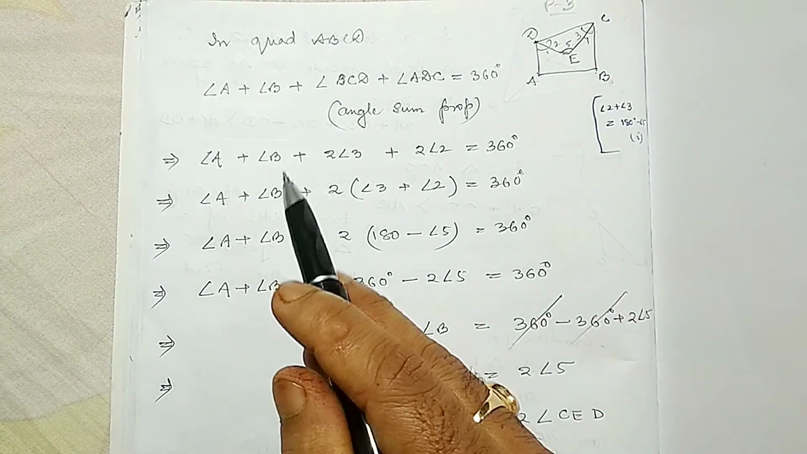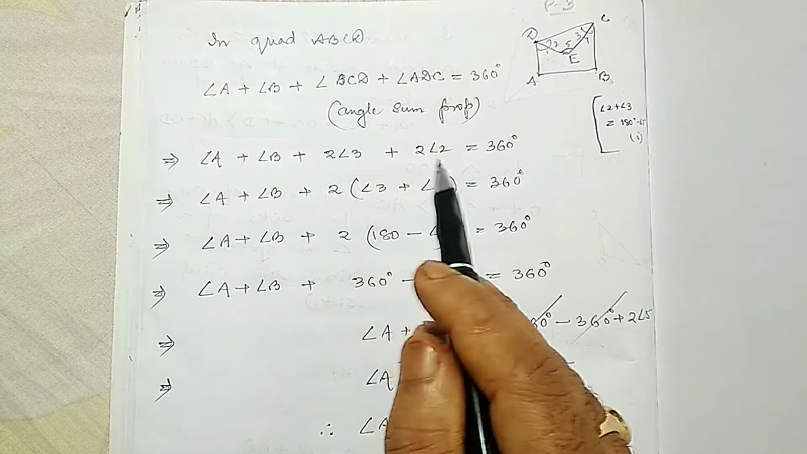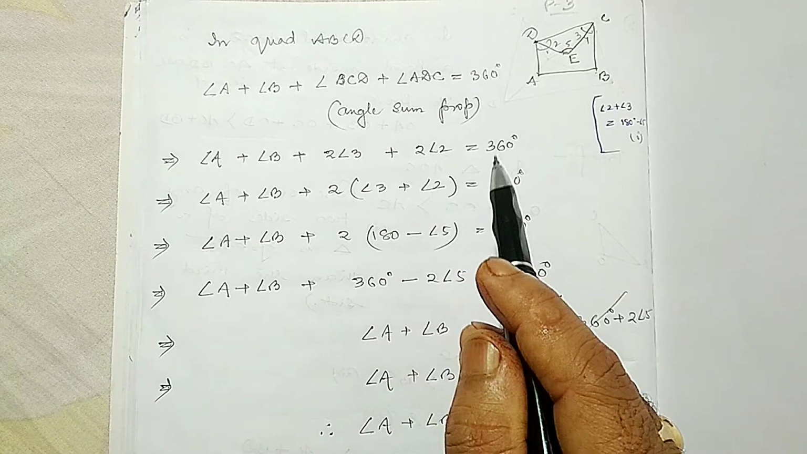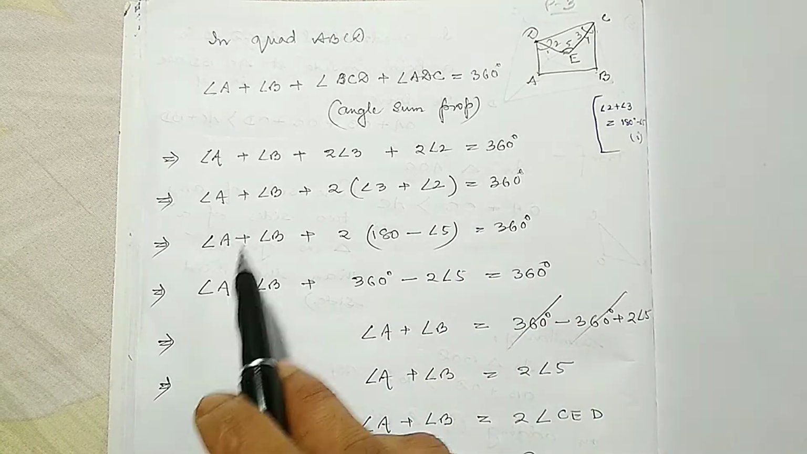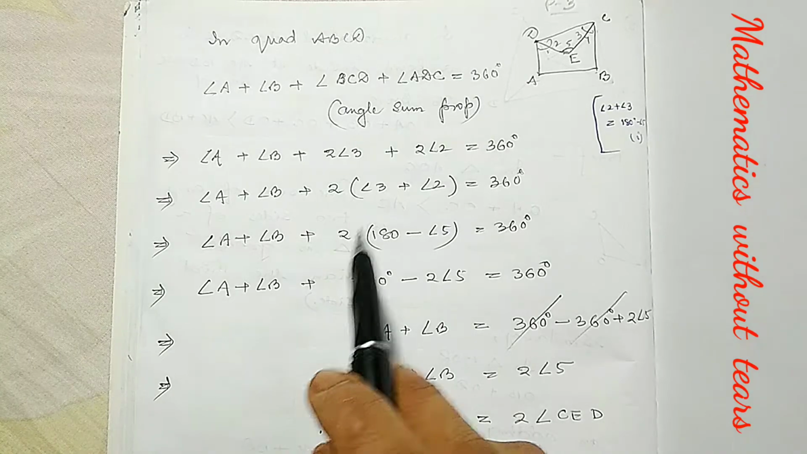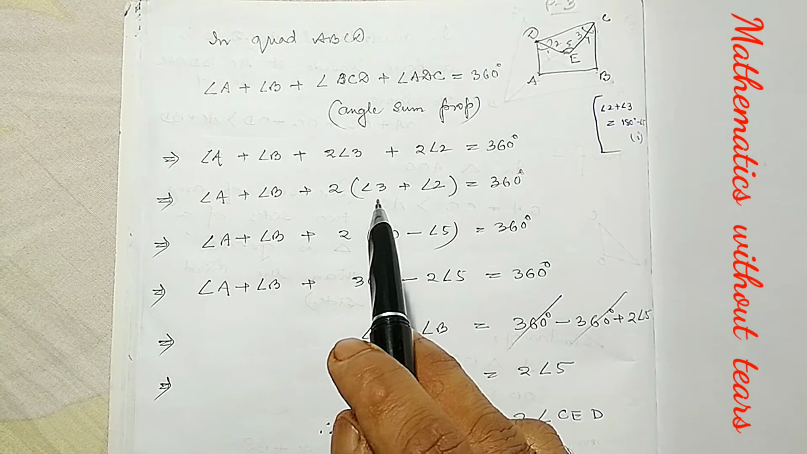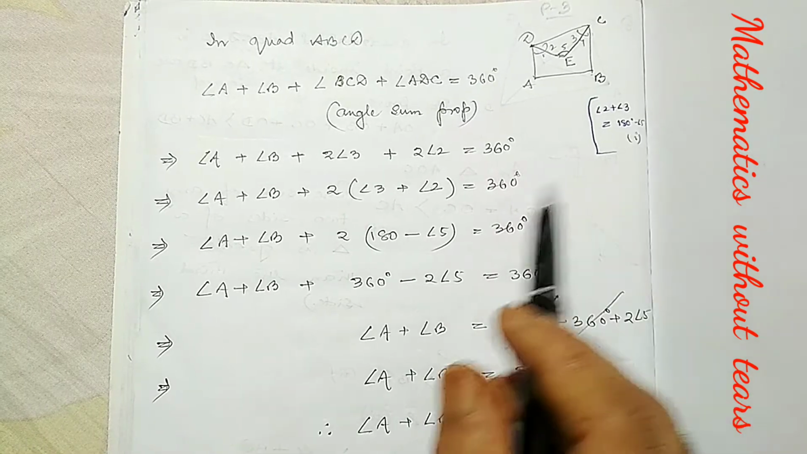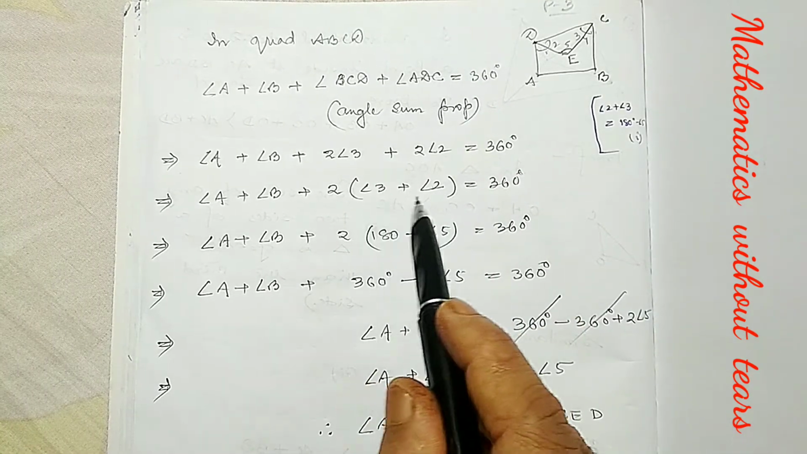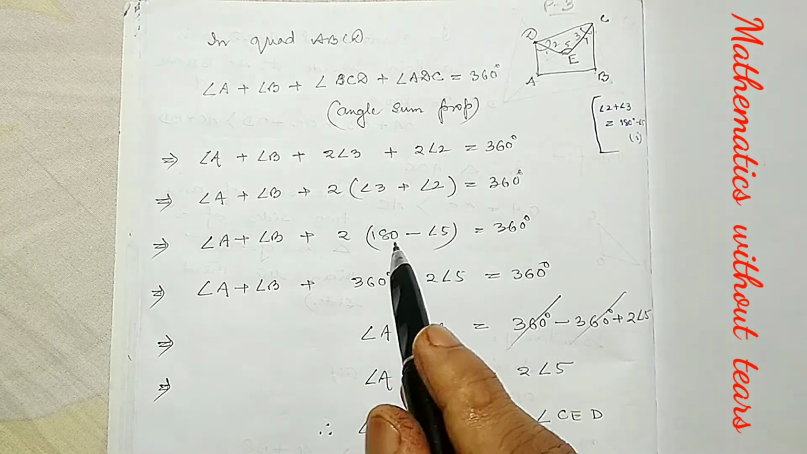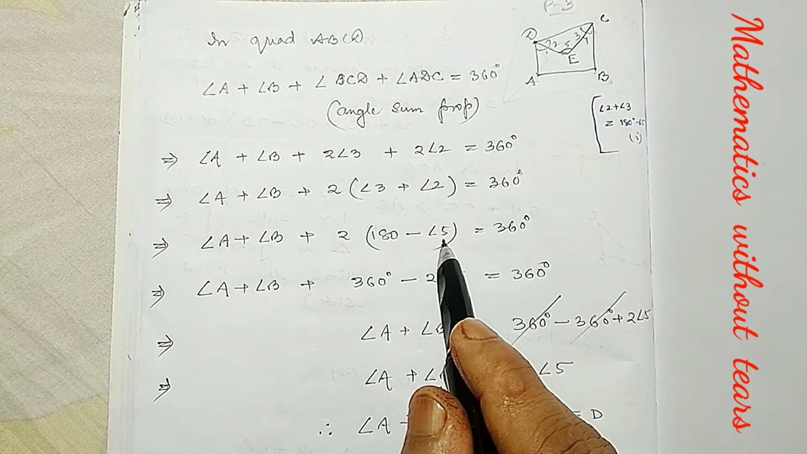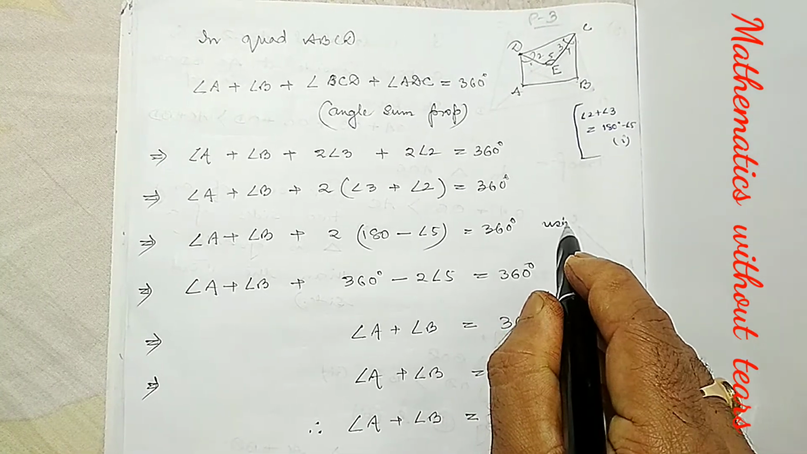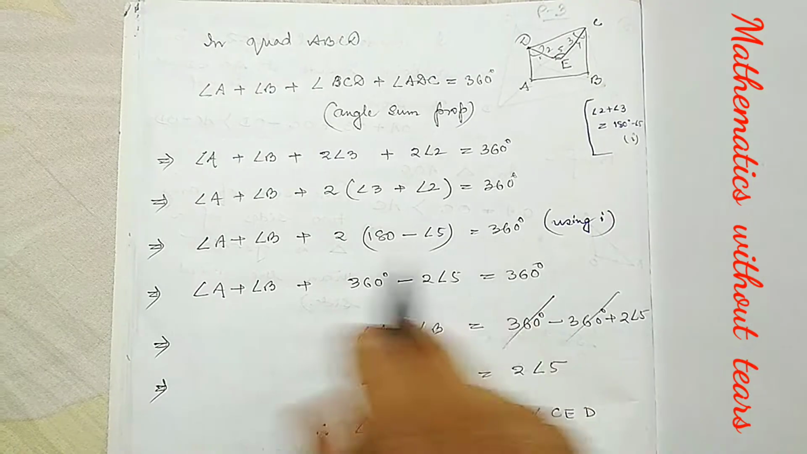Angle A plus angle B plus, from these two I can take 2 common. I am left with angle 3 plus angle 2 equals 360. Angle A plus angle B plus twice. Now what is angle 2 plus angle 3? From equation 1 we already got angle 2 plus angle 3 is 180 minus angle 5. So instead of angle 2 plus angle 3, from equation 1, we can write 180 minus angle 5 equals 360. If you want, you can write using equation 1. Fine. So this equation you got.